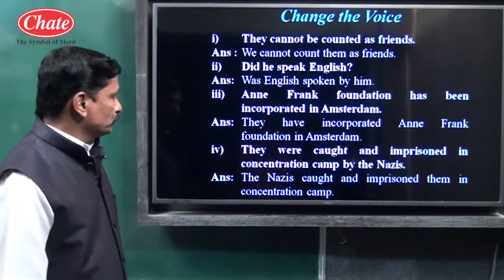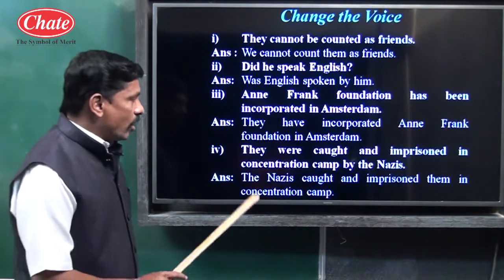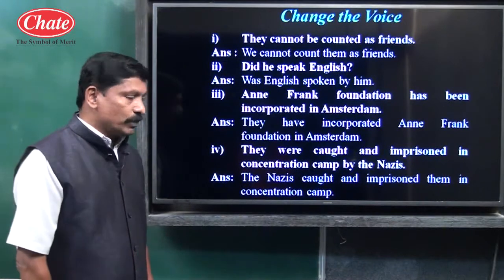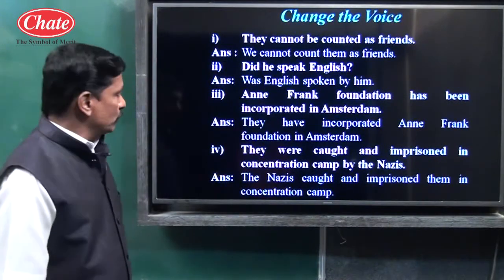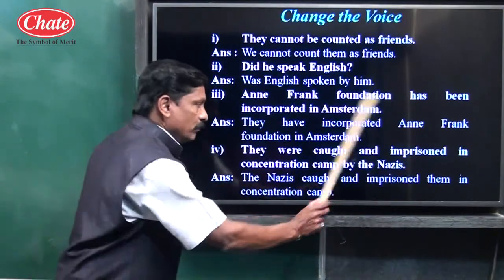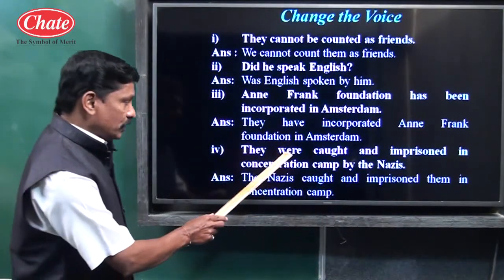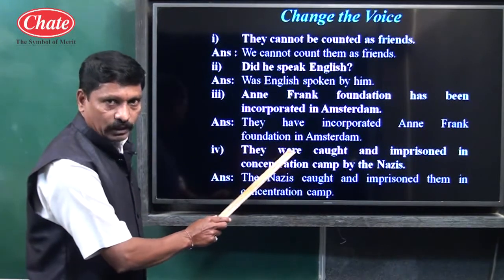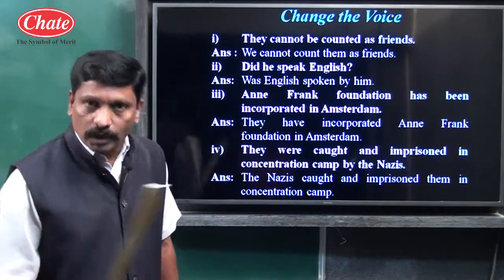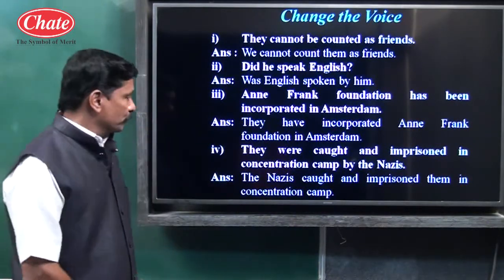For example, they were caught and imprisoned in concentration camp by the Nazis. I will repeat the example once again. They were caught and imprisoned. See children, after were, which is a form of to be. I will repeat once again: am, is, are, was, were are the forms of to be.